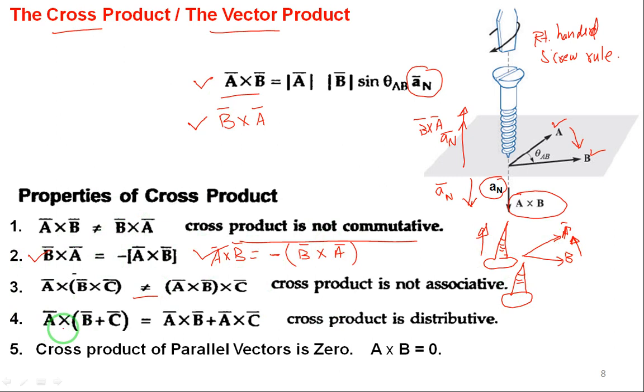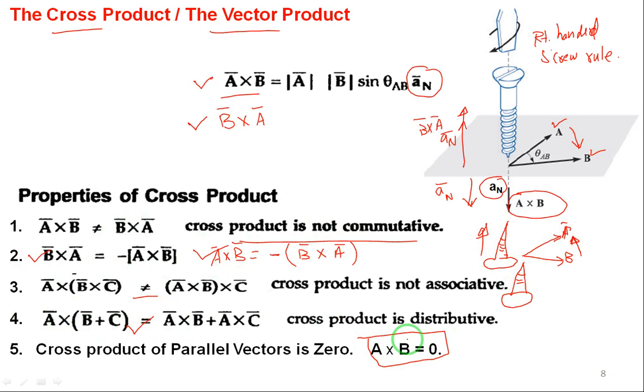Then the cross product is distributive. That is the distributive law. A cross of B plus C is equal to A cross B plus A cross C. This I can use whenever I require. Then another important property: the cross product of parallel vectors is 0. Vector A cross vector B is equal to 0.